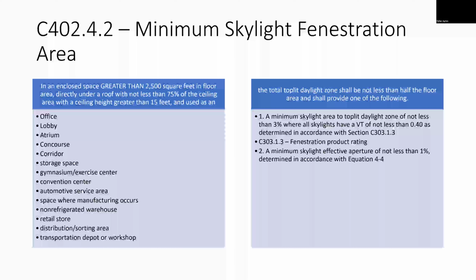Then the total top lit daylight zone shall not be less than half the floor area and shall provide one of the following. So basically, for your top lit, there's a minimum area your top lit daylight zone should be for that skylight. Minimum skylight area to top daylight zone not less than 3%, where all skylights have a VT of not less than 0.4 as determined in that section.